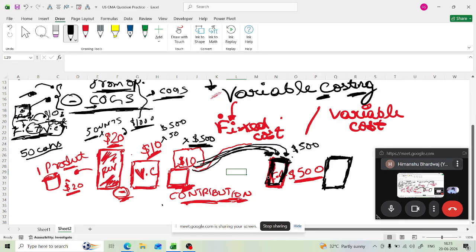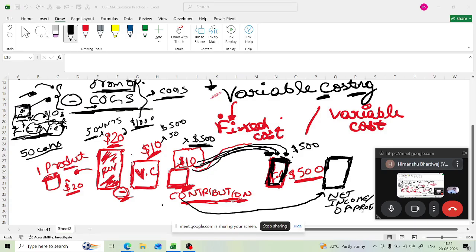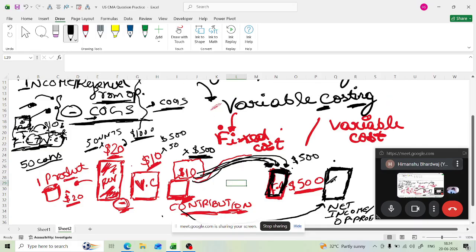Now, let's say after recovering all of my cost, I am still left with contribution. So the second thing my contribution should do is contribute towards the profit, which is my net income, or I can say operating profit. You will get these two terms interchangeably in your questions. So you have to understand they are the same, net income and operating profit. So this is another bucket which is getting some amount from the leftover when we are subtracting revenue and variable cost.